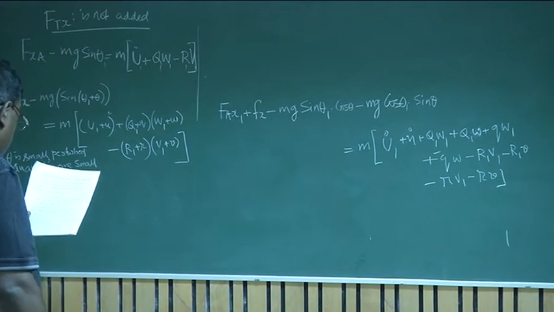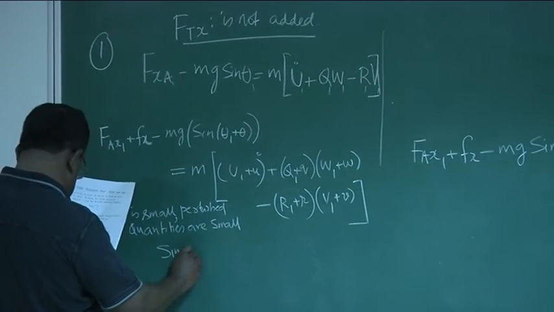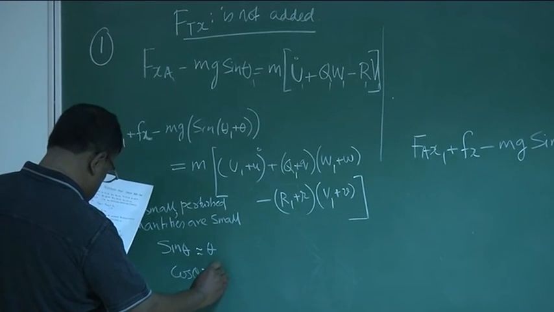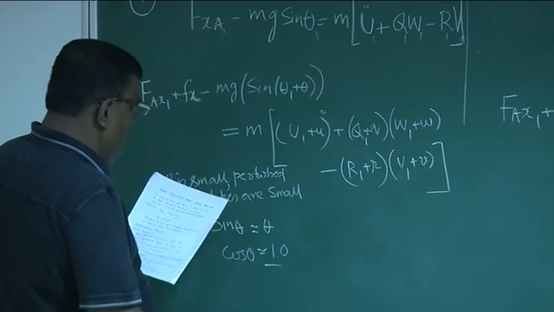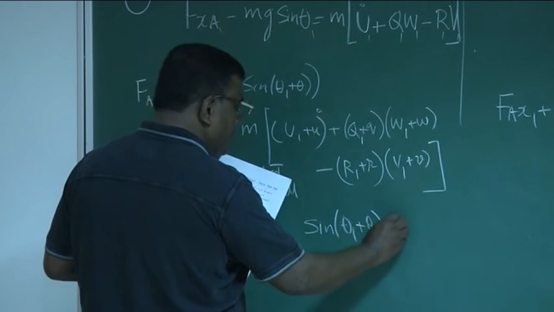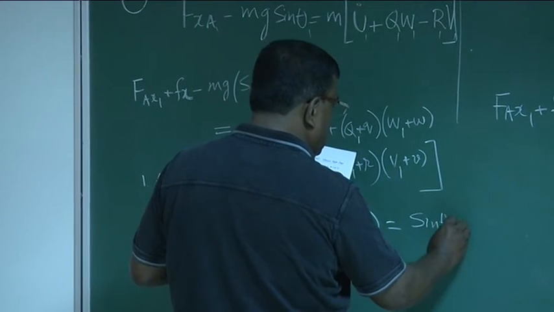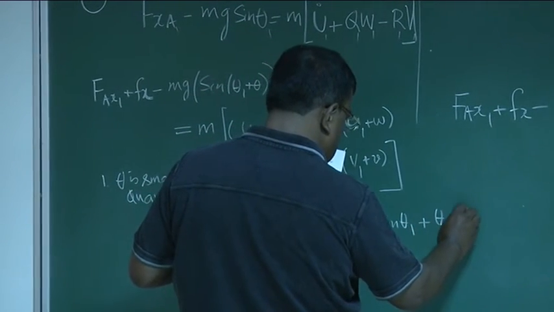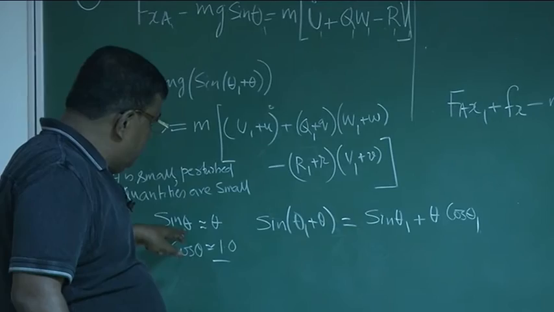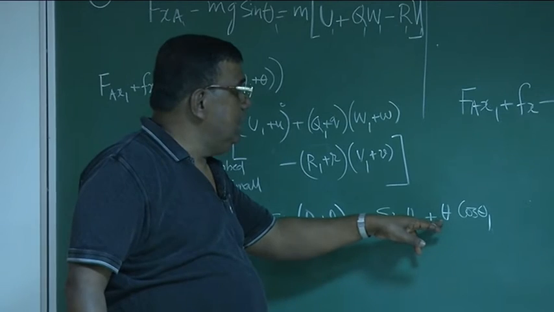Okay, very good. Now, we are assuming theta is small, so I will say sine theta is theta and cos theta is 1. So if I expand, sine of theta 1 plus theta will be nothing but sine theta 1 plus theta cos theta 1. Please understand the approximation is that this theta is small, theta 1 is not small. That is why the sine theta was here, so we make it theta.